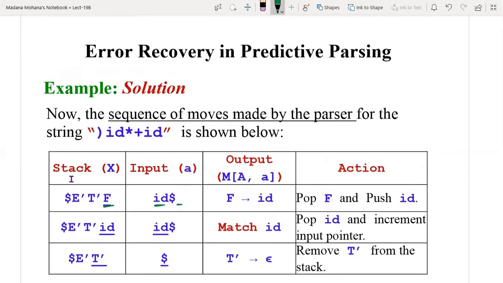Now F on ID we are having the production. So now ID is pushed onto the stack by removing F from the stack. Now ID is inserted. Then the input is also ID, matching. Then what you have to do? Pop ID and increment the input pointer. So then the stack is dollar E dash T dash. Now the input is dollar. Now T dash on dollar we are having the production T dash goes to epsilon. Then what you have to do? Remove T dash from the stack.